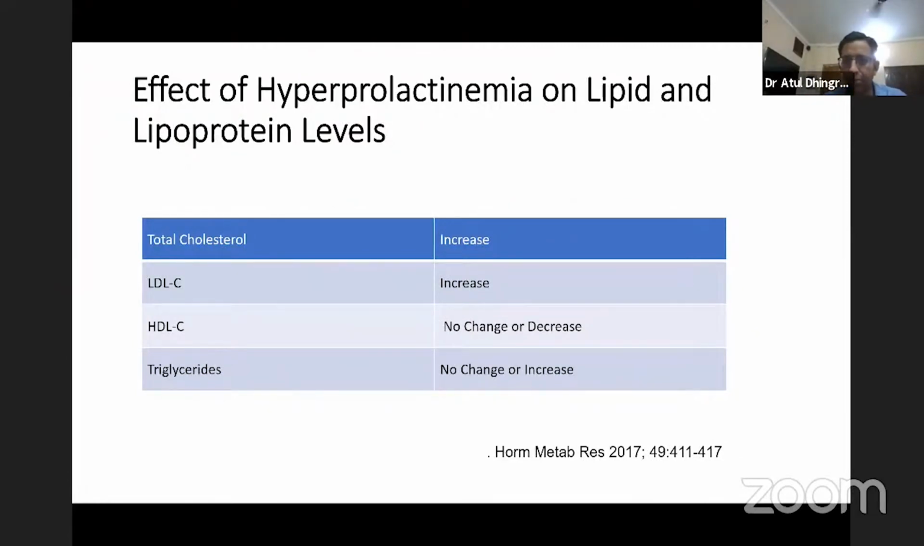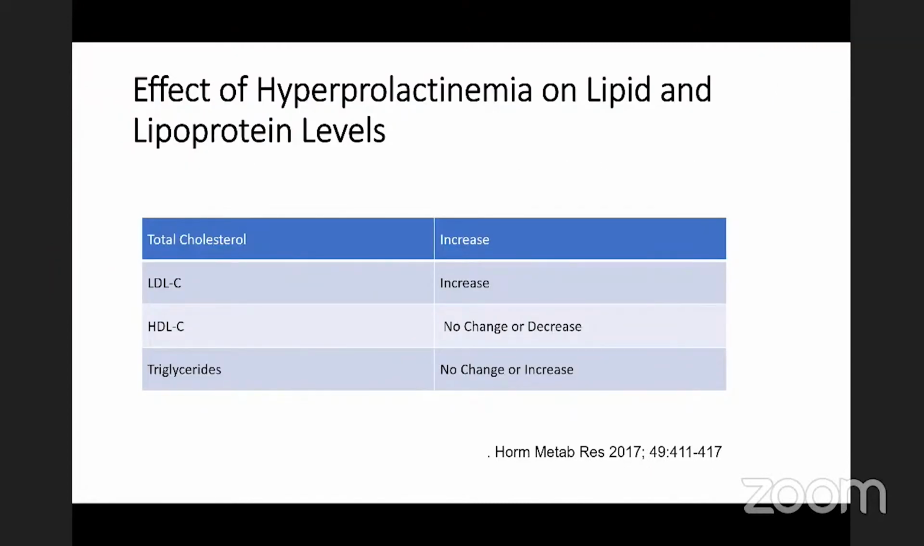So I hope we are not running short of time. So I'll just try to wrap it up. We have another 10 minutes to go.